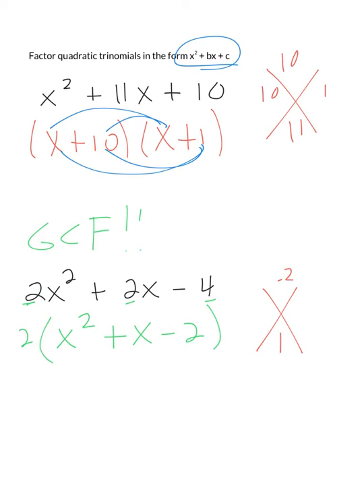What numbers multiply to get you to negative 2 that could add to get you to 1? Well, I know that 2 times 1 will get you to 2, but I need it to be a negative where the sum would be a positive. So 2 times negative 1 is negative 2, and 2 plus negative 1 is 1. Don't forget to bring this guy down. And we end up with 2, x plus 2, x minus 1. Don't forget this.